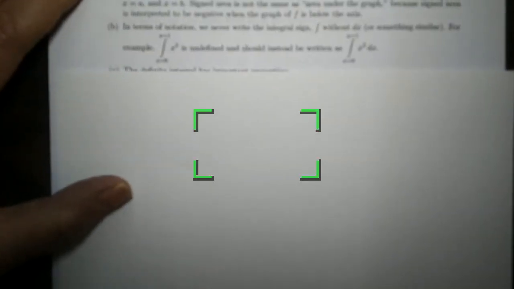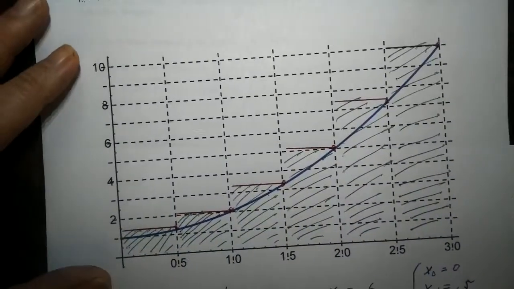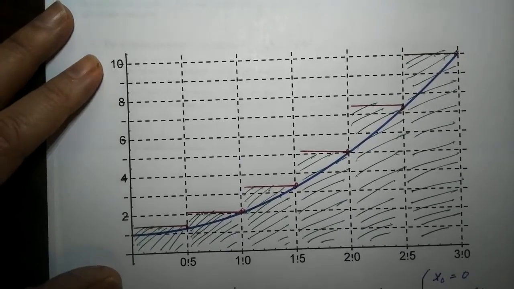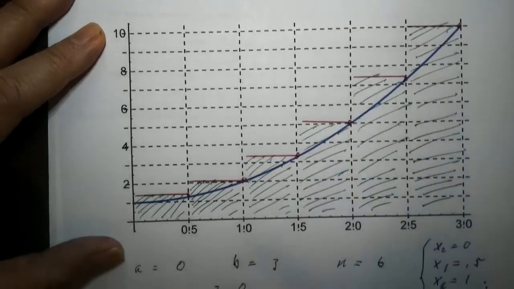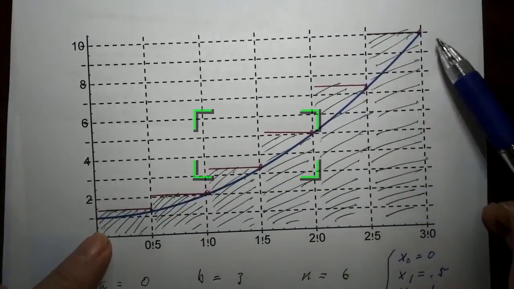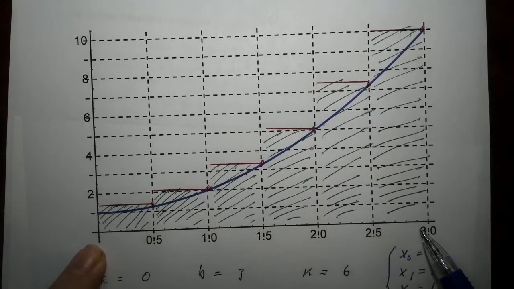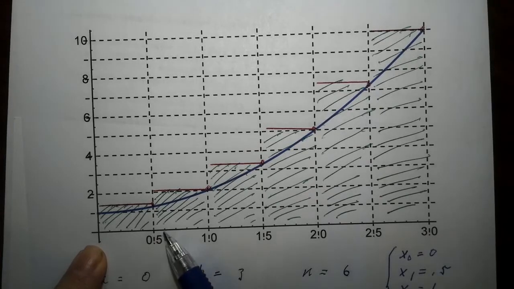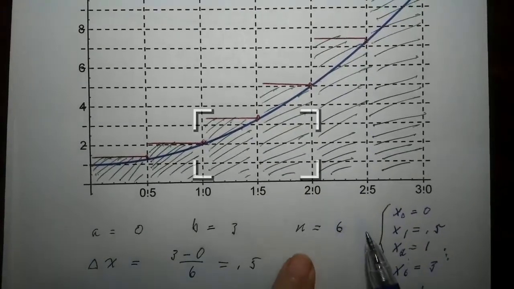Now, you may recall that the way we define the definite integral early in Calc 1 is to use what are known as Riemann sums. Here's a simple example of a function. In this case, I want to estimate the area between the graph of the function, the x-axis, x equals 0 and x equals 3. So I can do that by using a Riemann sum and dividing this interval up into rectangles. So I'm going to use 6 rectangles.